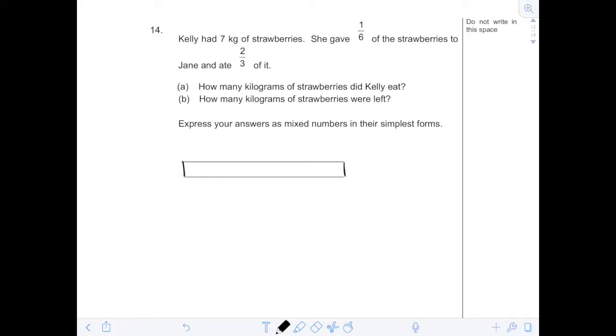Okay, why are we splitting it into 6 parts? Because she gave 1/6 here. Now the thing here is she ate 2/3. So we have to convert this 2/3 into the same denominator. So this one should actually equal 4/6. Just going to write here 2/3 equals 4/6, multiplying both top and bottom by 2.